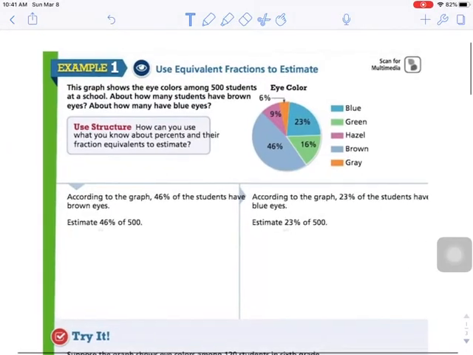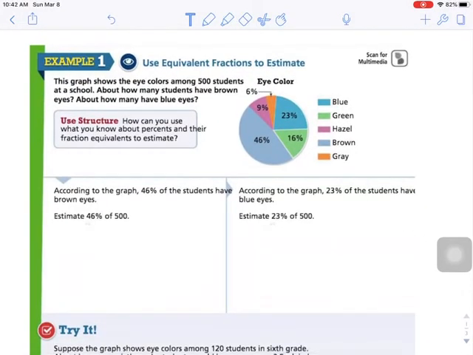Okay, so today we are going to be talking about how we can use equivalent fractions to estimate. So all of today we're going to be talking about how we can use estimation to talk about percents and how we can find equivalent fractions. So example 1 says this graph shows the eye colors among 500 students at a school. And we want to find about how many students have brown eyes and how many have blue eyes.